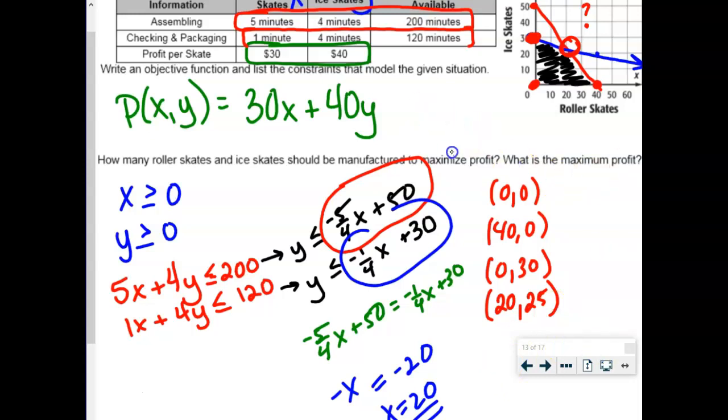So now we have to go back to our profit function and plug each one of those into it. Well, it's not 0. If you plug in (40, 0), we get 1200. If we plug in (0, 30), we get 1200. But if we plug in (20, 25), I believe we get 1600. Could someone double check that for me?